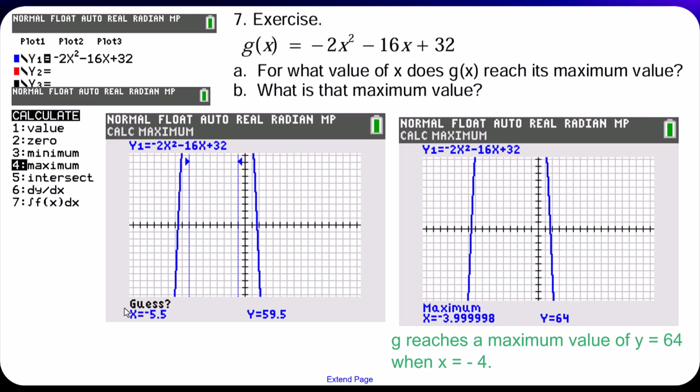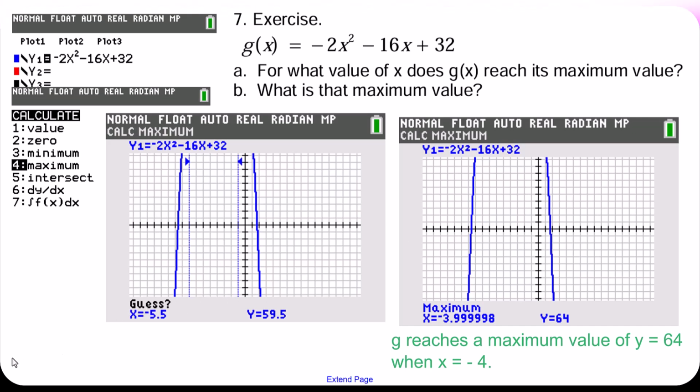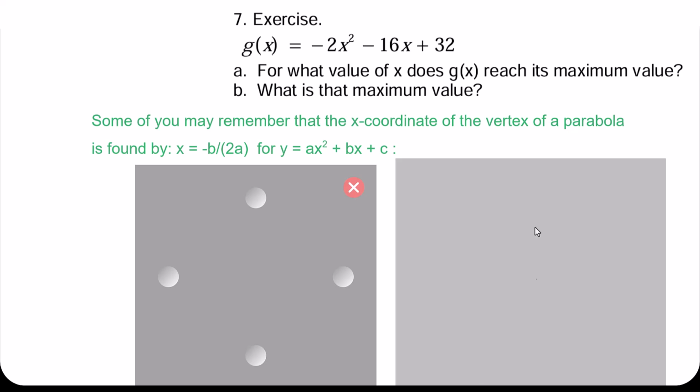But I do have one other way that's quicker, but it's not one that students remember very much, but I want to show it to you as well. Some of you may remember that the x-coordinate of the vertex of a parabola is found by saying x is equal to the opposite of b divided by the quantity 2 times a, as long as y is in standard form, which it is here.